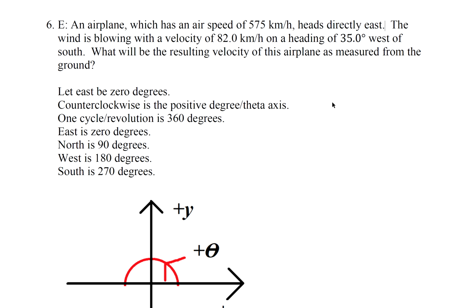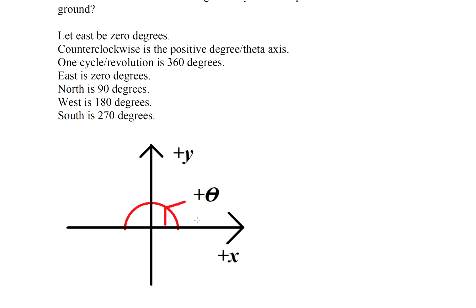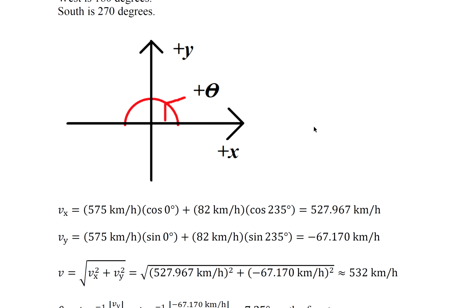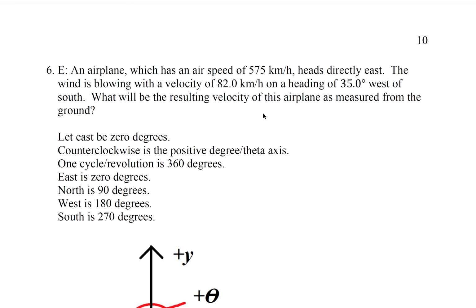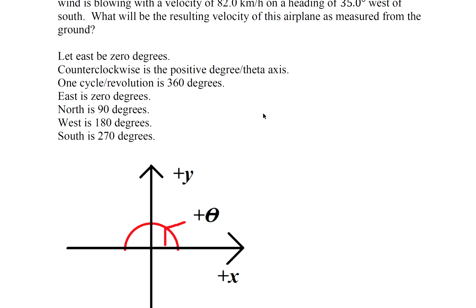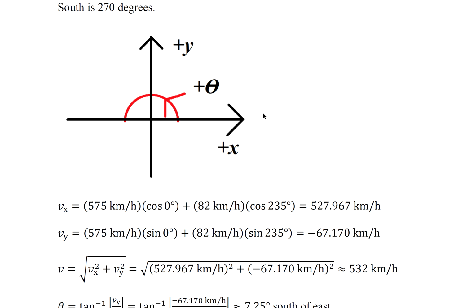So once again, let east be 0 degrees. Counterclockwise is positive theta. One cycle is 360 degrees. So we're going to add the velocity of the plane plus the velocity of the wind. So this first term, 575 cosine 0, is the velocity of the plane in the x direction. 82 cosine 235 is the velocity of the wind in the x direction.